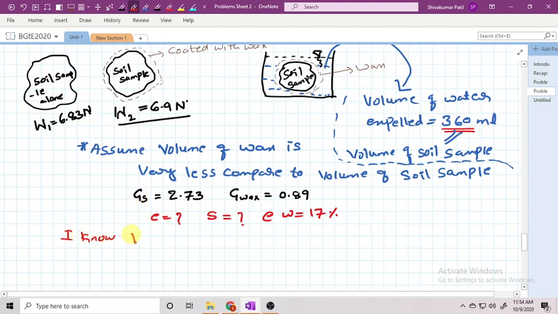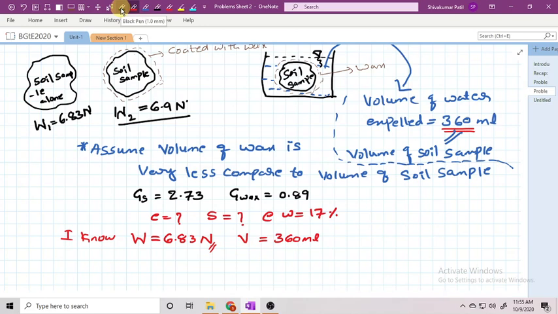So now I know the total weight of the soil sample: 6.83 Newton. And the total volume of the soil sample: 360 ml. Because we have our weight in Newton, I should convert the volume also into cubic meter. So how can I convert? Let me write my conversions here.